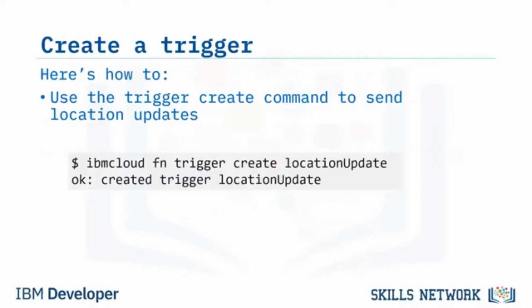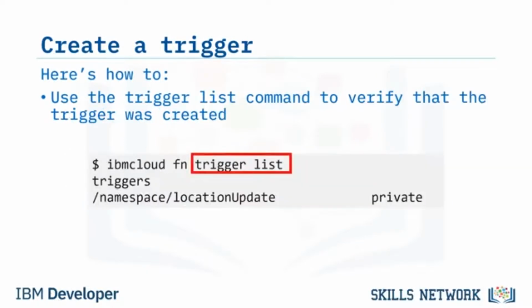You can create a trigger to send location updates using the trigger create command. This trigger will fire when a location is updated. Use the trigger list command to verify that the trigger was created. The location update trigger is present in the output since the trigger was created previously.